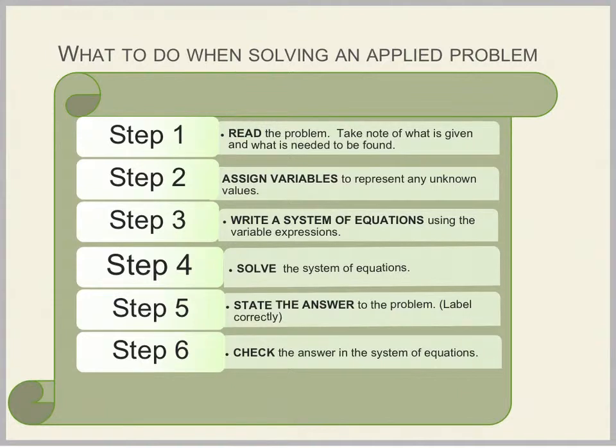Step one is always to read the problem, and we're going to take specific note of what is given and what we need to find. Step two will be to assign variables, and because we're working in a system of linear equations, we will often have two variables that we want to solve for. Step three will be to write that system of equations using those variables, and four will be to solve the system of equations. Often, we will be using the idea of substitution.